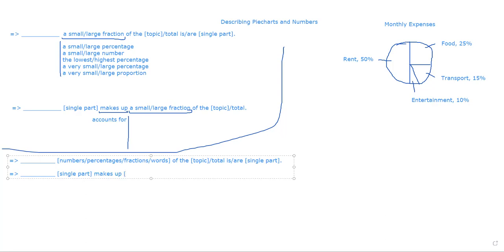Now এই যে small large fraction, এই জায়গায় আমাদের সেই specific data চলে আসবে, numbers, percentages, fractions, then maybe words, then of the topic or of the total. For example, we can simply say according to the pie chart, 50% of the monthly expenses are rent. On the other hand, food makes up 25% of the total.